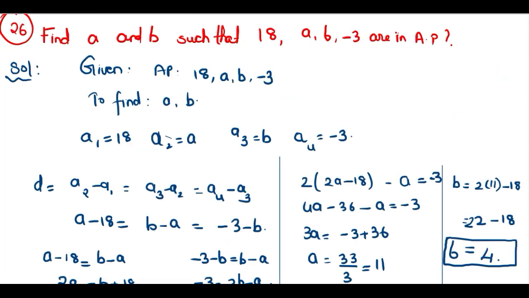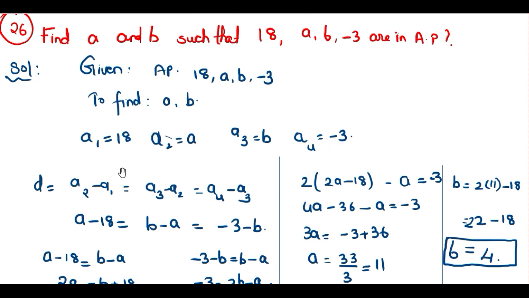Find a and b such that minus 18, a, b, minus 3 are in arithmetic progression. So what is given? The given is the arithmetic progression. The series is minus 18, a, b, minus 3 and so on. So we need to find the value of a and b. So let us identify the terms. The first term a1 is minus 18, second term a2 is a, and the third term a3 is b, and the fourth term a4 is minus 3.